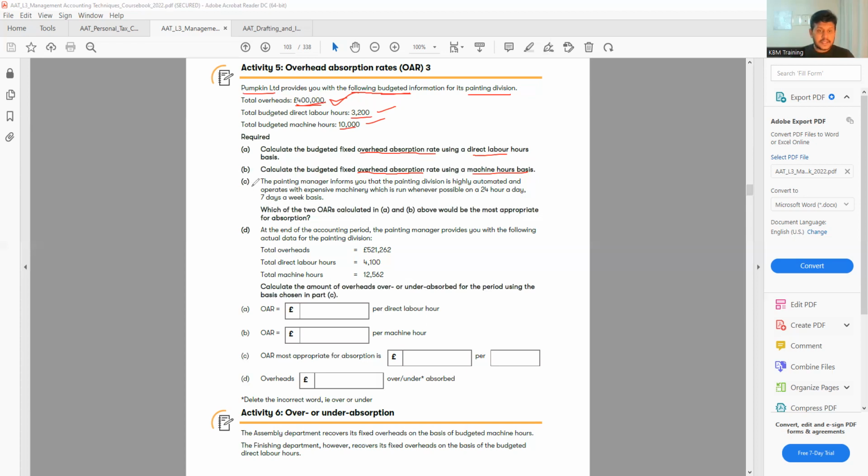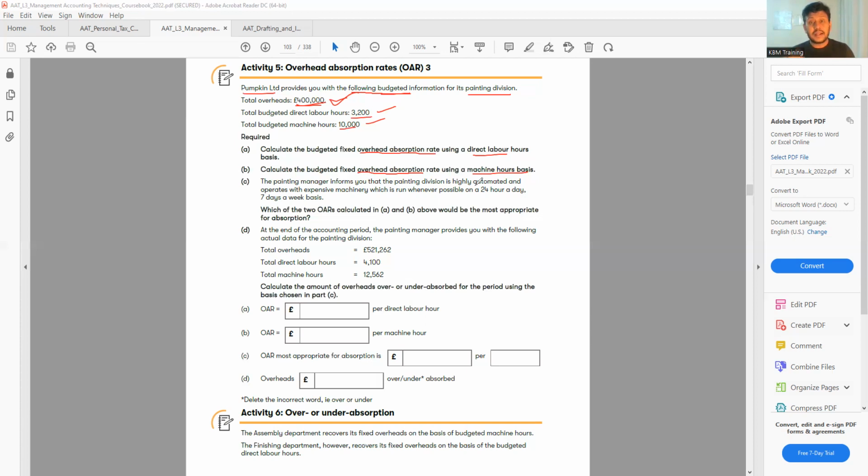Then part C says the painting manager informs you that the painting division is highly automated. Remember, this is a clue, a hint for you. Highly automated means this business does not depend on labor. This business depends on the machine. If the question gives you this sort of clue, like the business is highly automated, then you need to understand this business depends on the machine, not the labor.